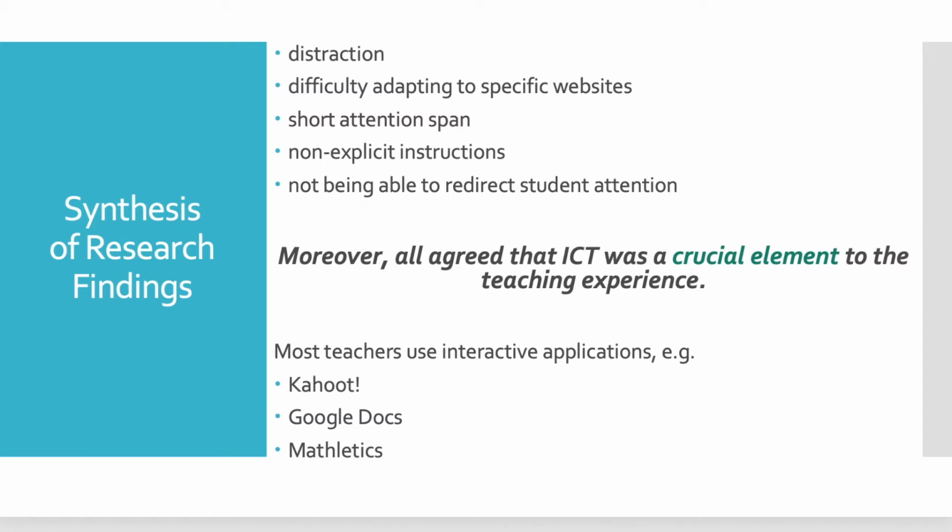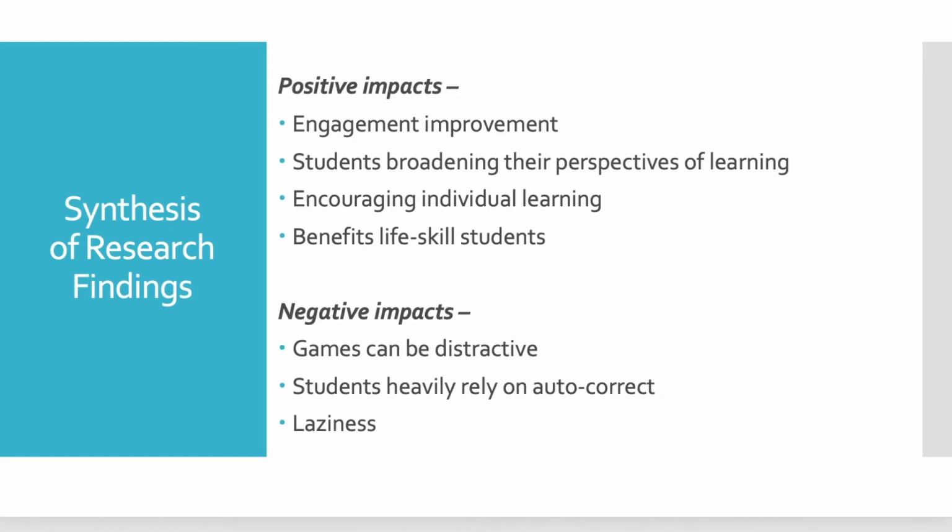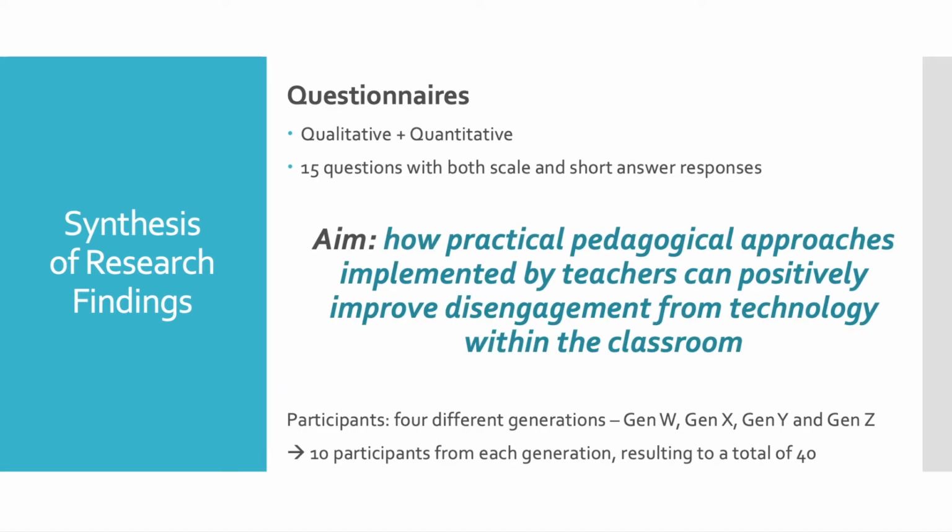Most teachers used interactive applications to engage students in learning such as Kahoot, Google Doc, and Mathletics. Teachers have observed some positive impacts of ICT within the classroom. They include engagement improvement, students broadening their perspectives of learning, encouraging individual learning, and benefits life skills students by engaging their learning process through effective websites. Negative impacts were also observed by teachers, which include games can be distractive, students heavily rely on autocorrect, which makes students lazy.